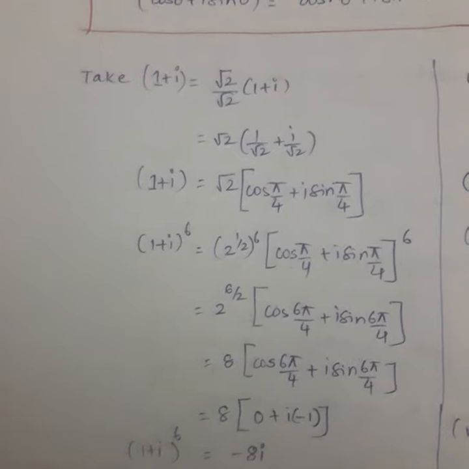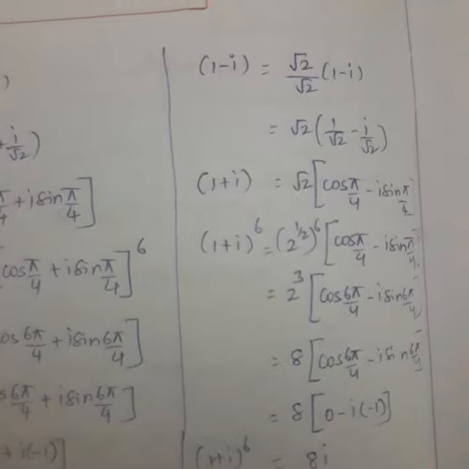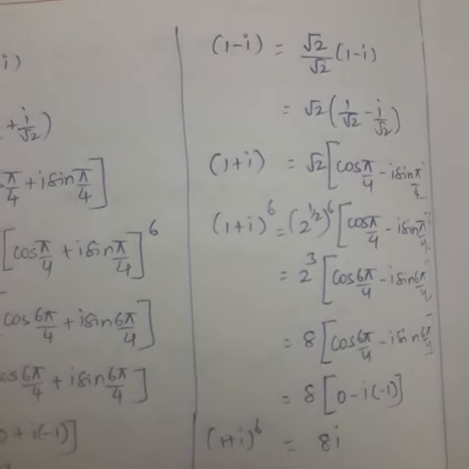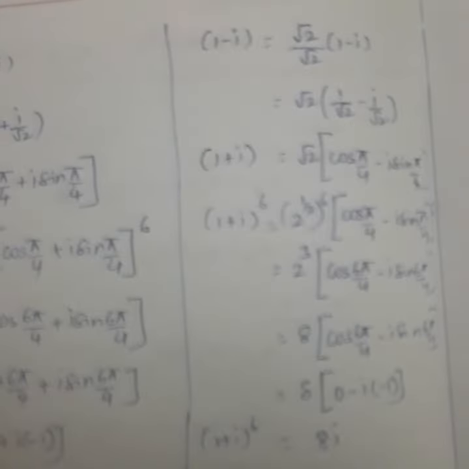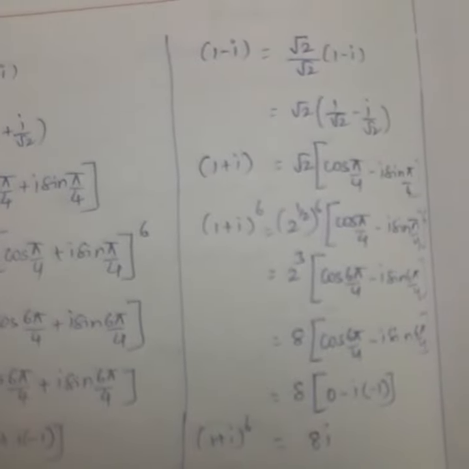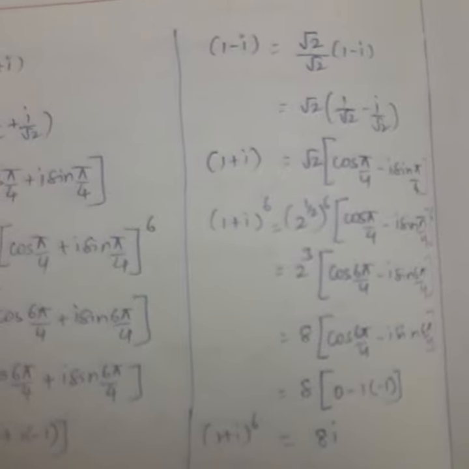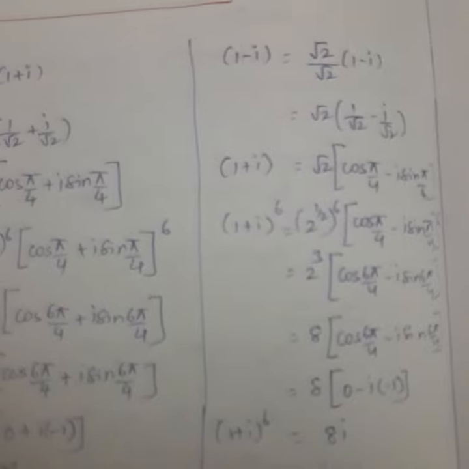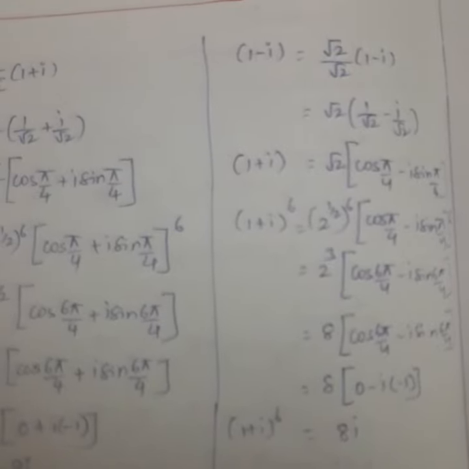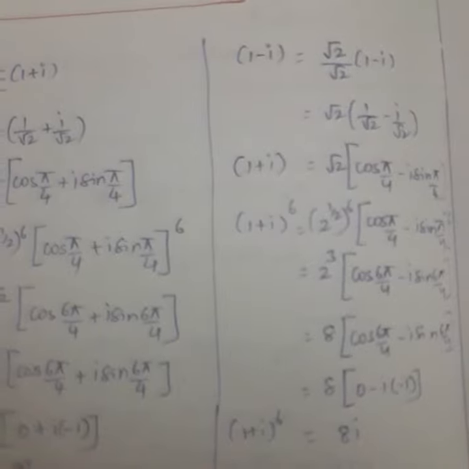Similarly, I will find it for 1 minus i. So let's see how I am finding it. When I find 1 minus i, I get root 2 by root 2 into (1 minus i). That is nothing but root 2 into (1 by root 2 minus i by root 2), that is root 2 into (cos pi by 4 minus i sin pi by 4). Upon solving that, I am getting a plus i here. That is the difference. So (1 minus i) to the power of 6 is nothing but 8i.